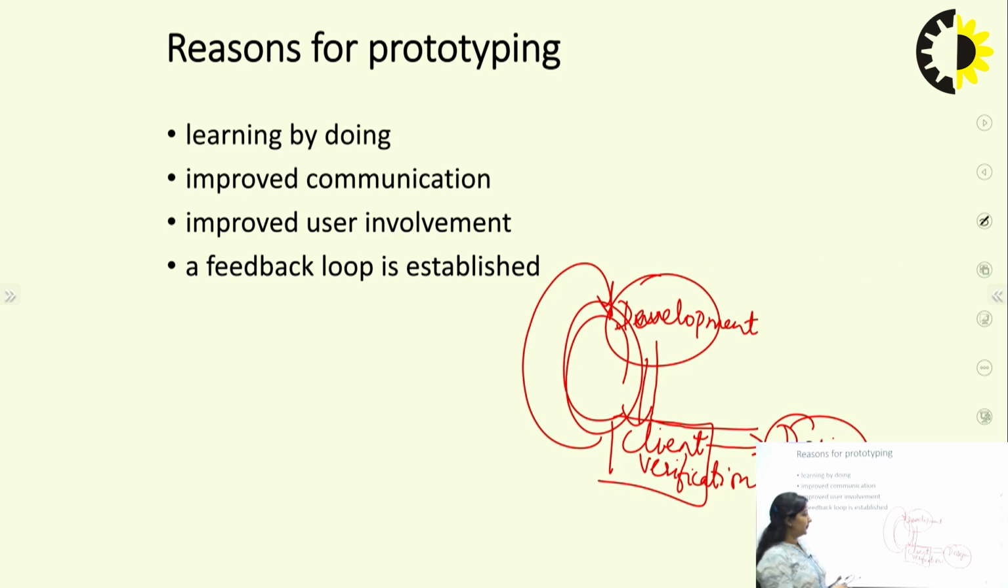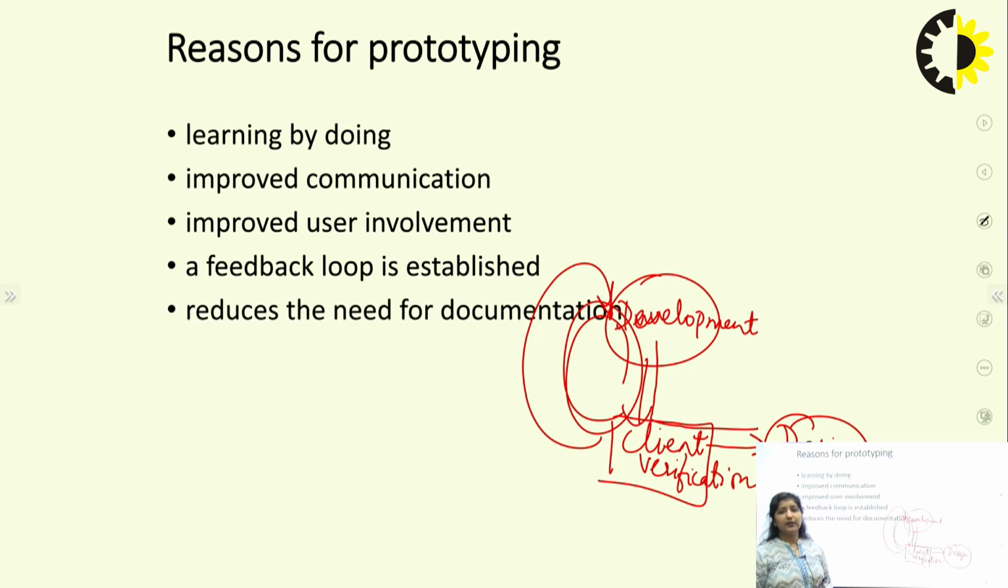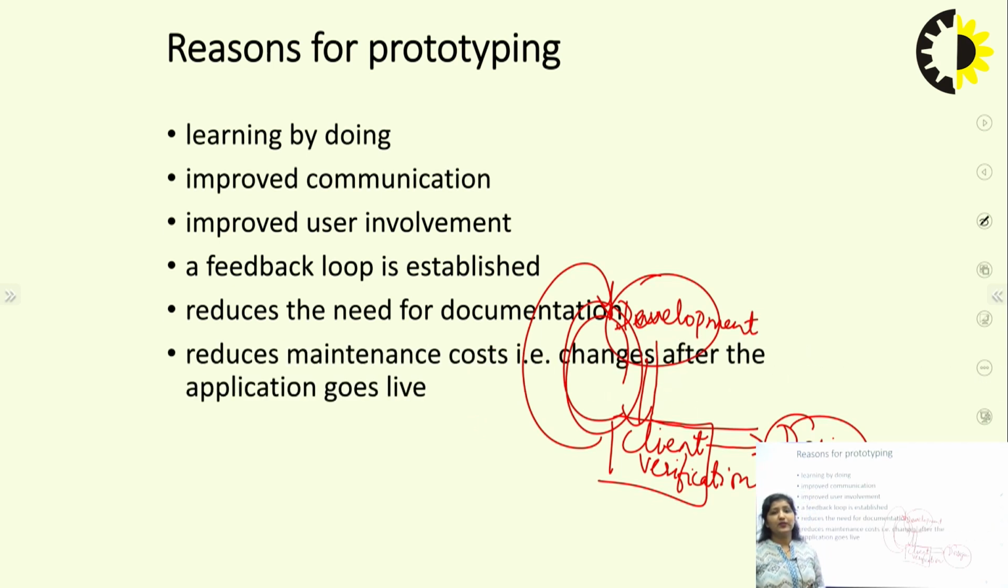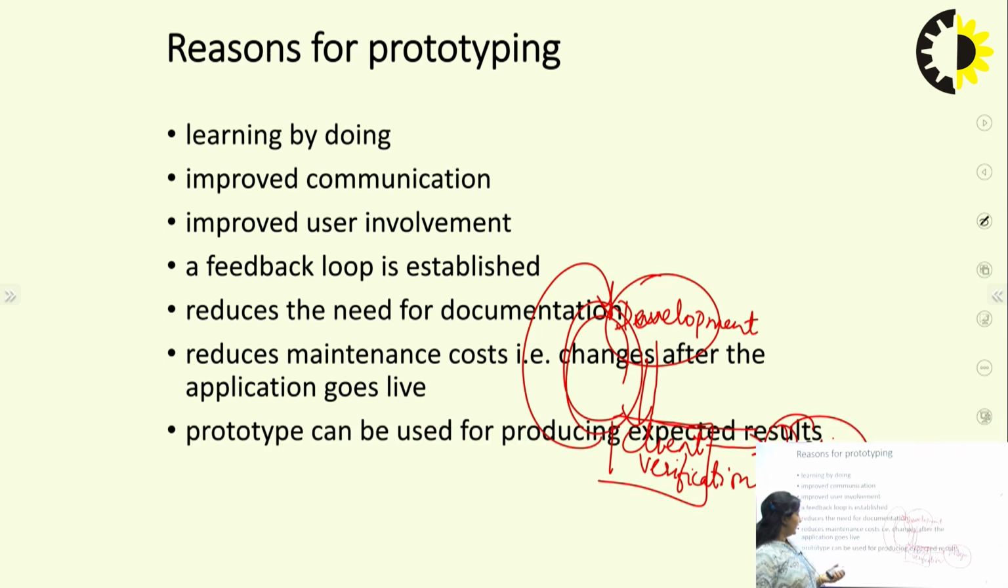Feedback loop is established. So, this is a particular feedback loop which is there throughout the system. It reduces the need for documentation since the client is involved there themselves, and it reduces the maintenance cost of changes after the application goes live. Next one, the prototype can be used for producing expected results.